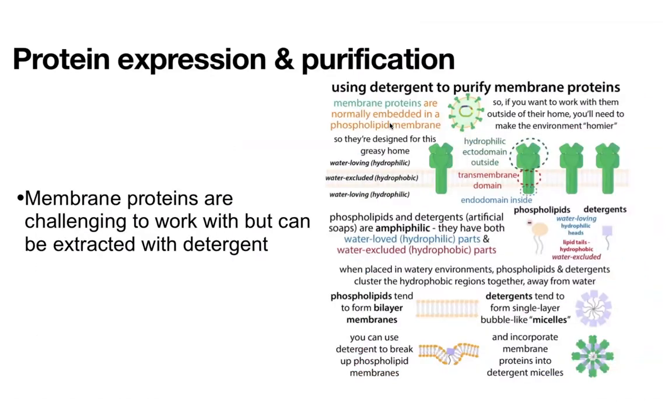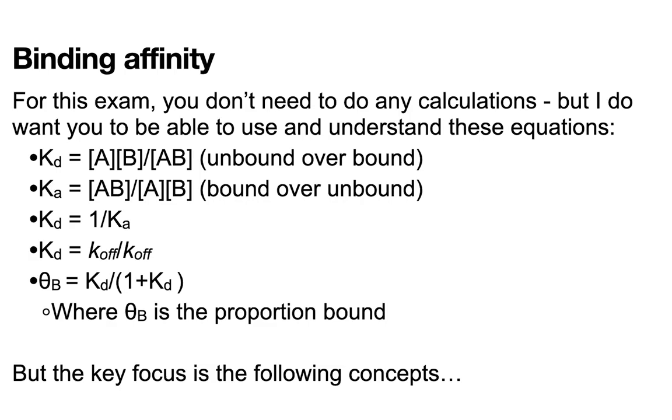And then finally, we saw from the spike papers that membrane proteins are challenging to work with, but it is possible and they can be extracted with detergents. So you don't need to do any calculations on this exam, and there will be more on binding affinity in the upcoming exam, the next exam, especially incorporating our things on cooperativity and allostery.